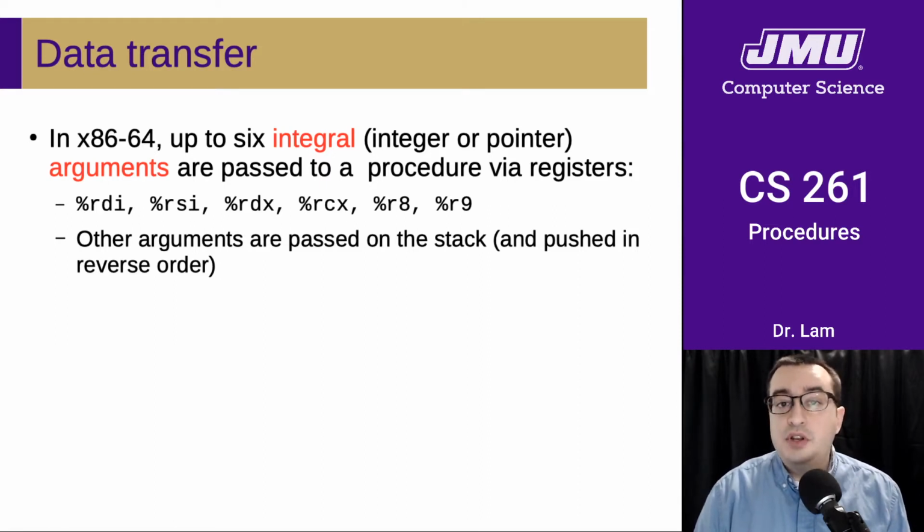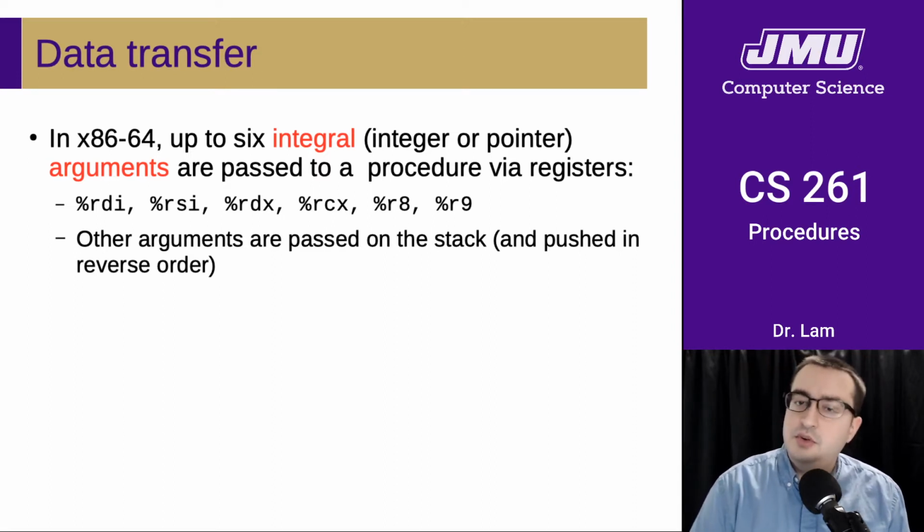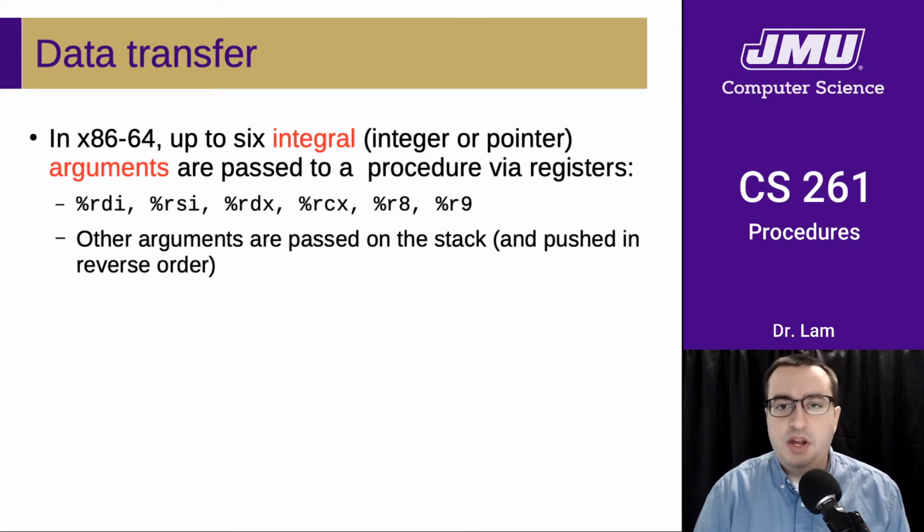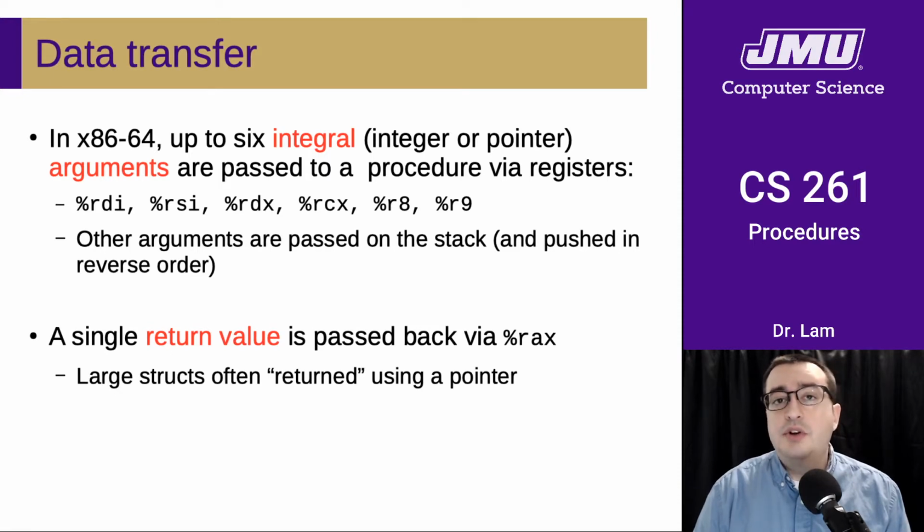If you have more than 6 arguments, or if your parameters are not integral, they don't fit inside of an integer, then you have to push them onto the stack. It's conventional that you push them in reverse order. The details of why that is the case aren't really important here. And then you have a single return value that is passed back via RAX. And again, this was just sort of arbitrarily chosen to be the return register. If you need a function to return a larger struct, this is often accomplished using a pointer.